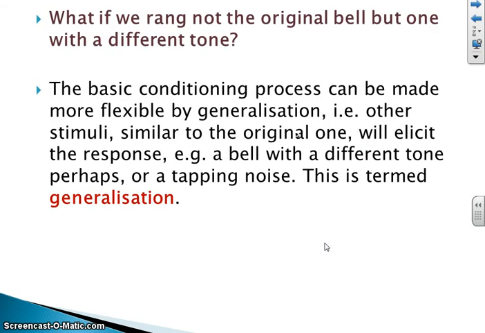And finally, there's two more. Generalization. So Pavlov's dogs, if they'd heard another bell, if they'd heard another stimulus that was like the one that they'd learned, they might have drooled. We call this generalization. So people who are scared of spiders might also be scared of beetles or woodlice or something like that, where you have the same response to a stimulus which is similar to one that you've learned.